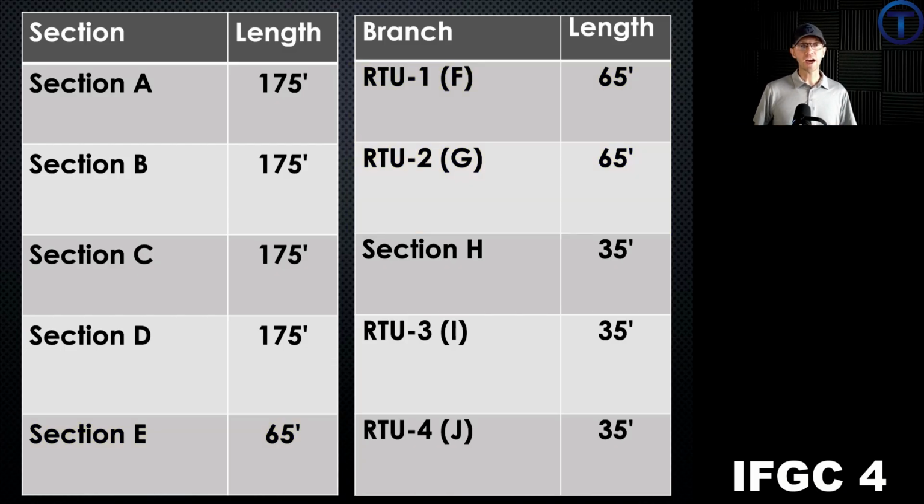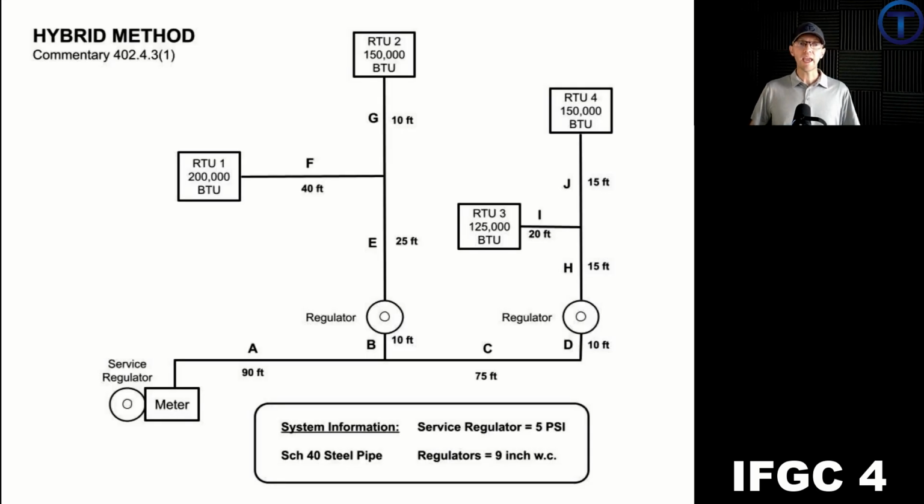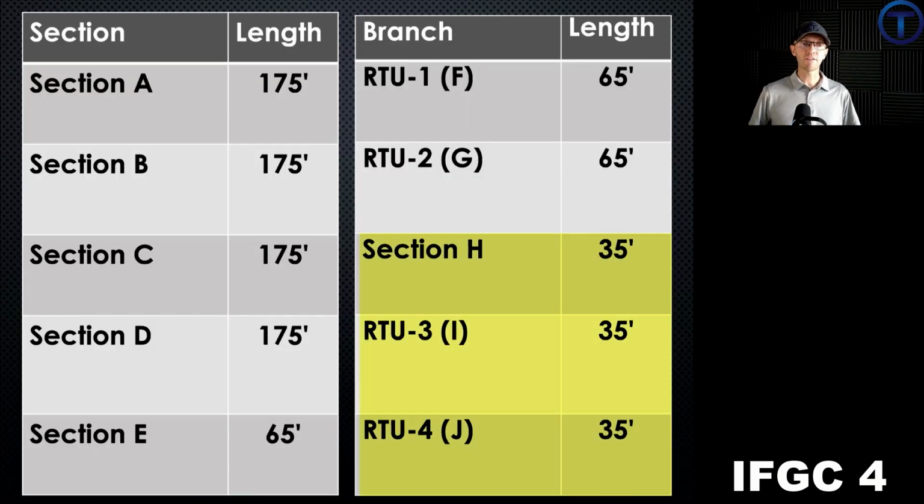Let's look at H, I, and J. With H, I, and J, once again, we're at a lower pressure. H is 15 feet, I is 20 feet, and J is 15 feet. We'll follow the longest distance. That would be H, which is 15, plus I, which is 20. We'll have a total of 35 feet. So for H, I, and J, we're going to have 35 feet for our length. Now we've got that sorted out and ready to go.